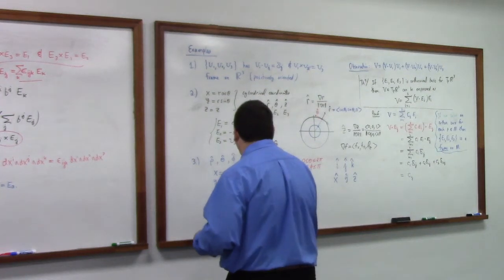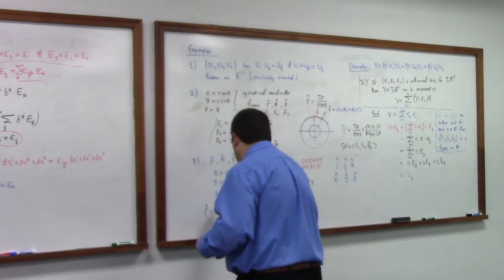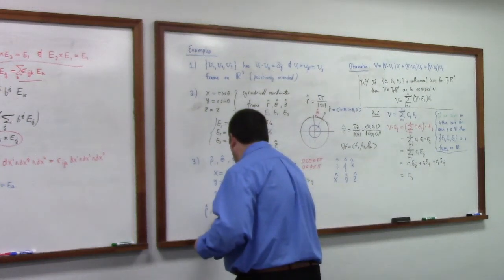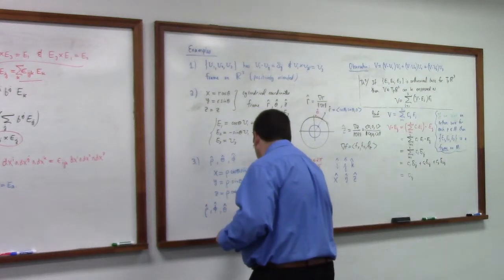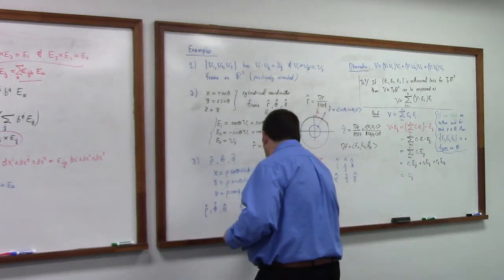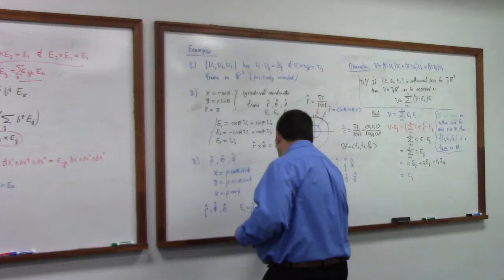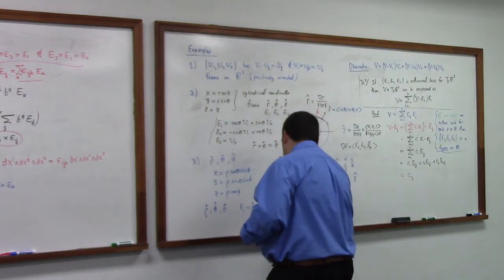Oh, I think I put them in the wrong order. I think I need rho hat, phi hat, theta hat. The order matters. So E1 is rho hat, E2 is phi hat, E3 is theta hat.